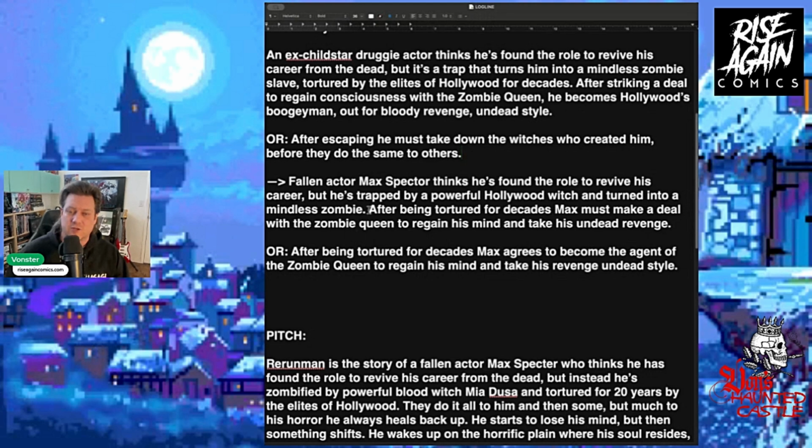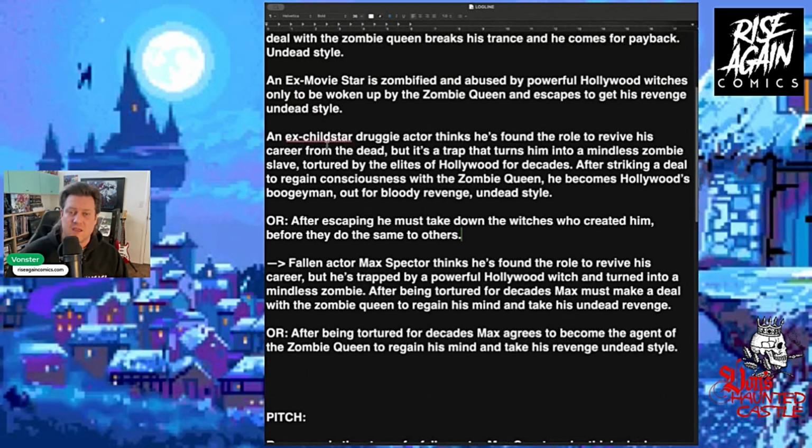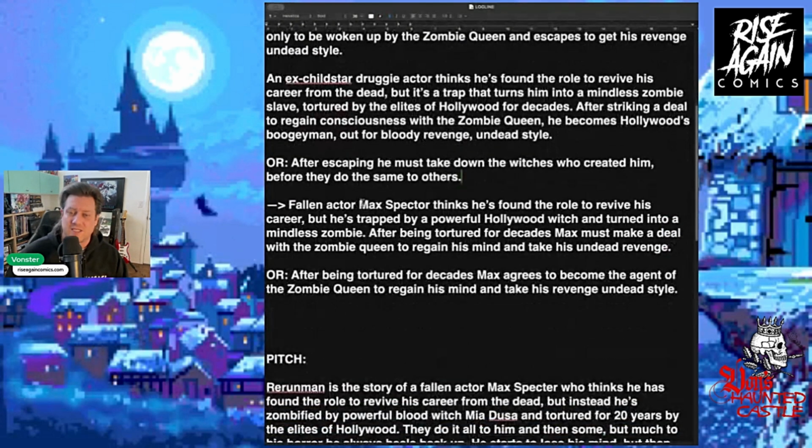See how it's a little more active? And now instead of just saying child star druggy actor, I'm saying his name, Max Spector. He thinks he's found the role to revive his career. That's a great language for a story about a guy who becomes a zombie and comes back to kill. He comes back from the dead.